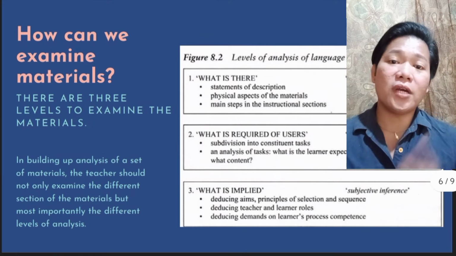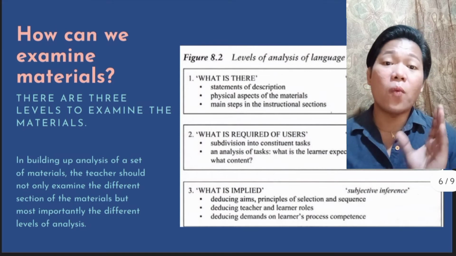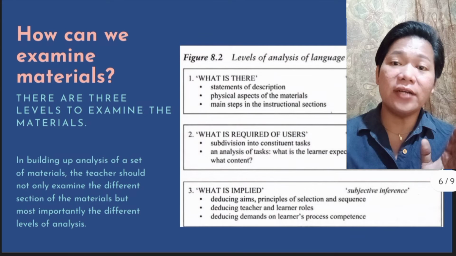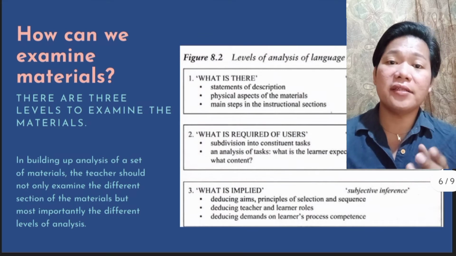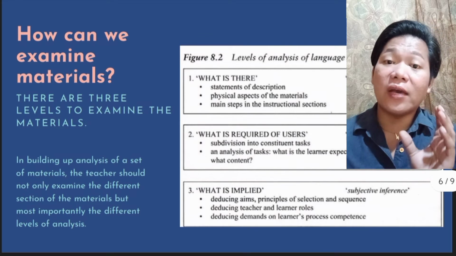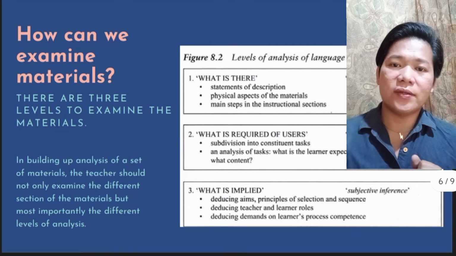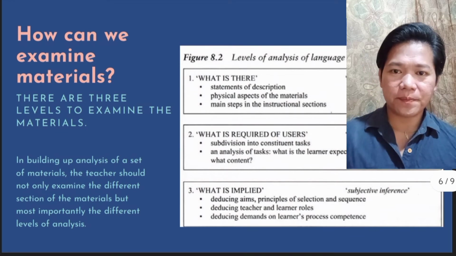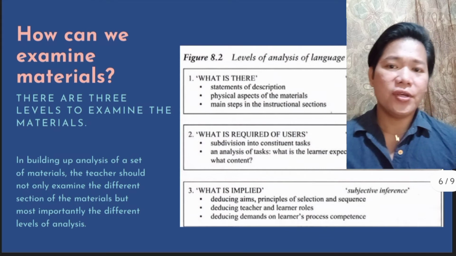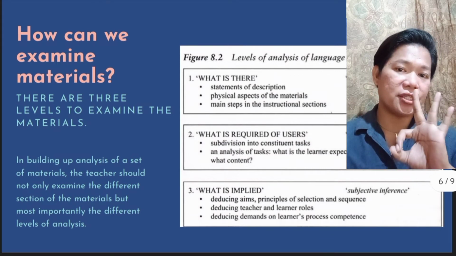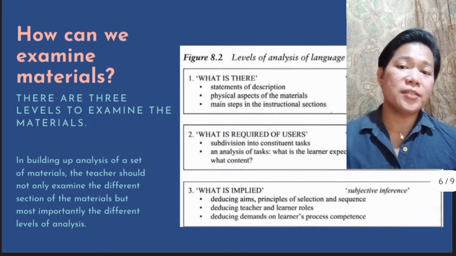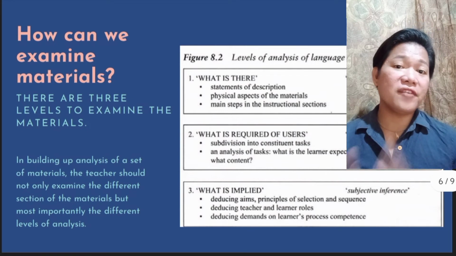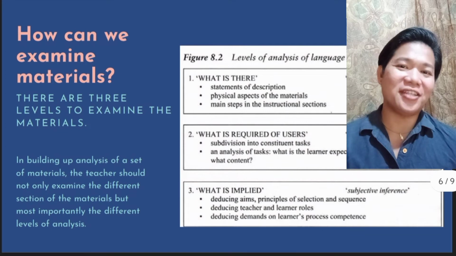The first one is what is there. Second, what is required of the user. And the last one, what is implied. So let's start first with what is there. Under this section, we have three subsections. First, we have statement of description, the physical aspect of the materials.